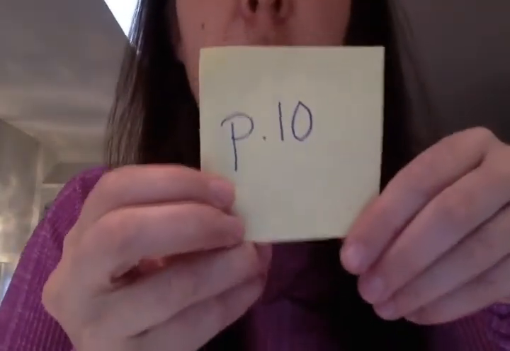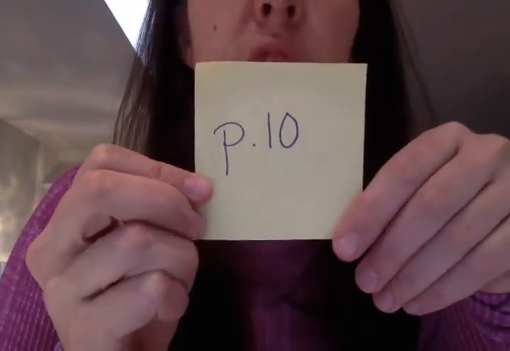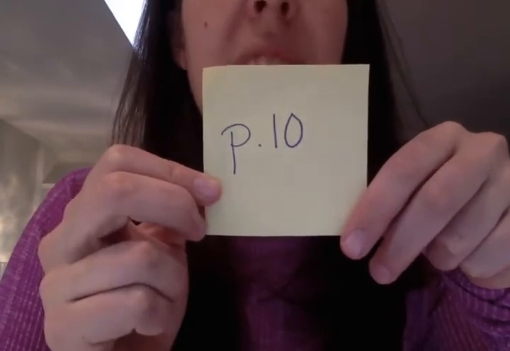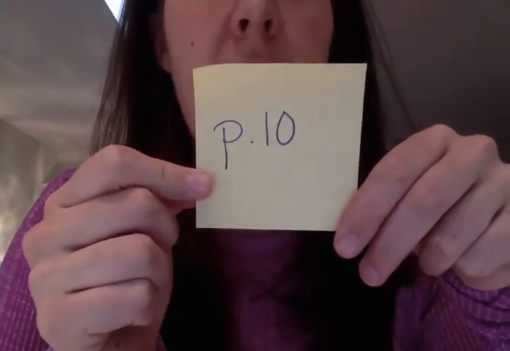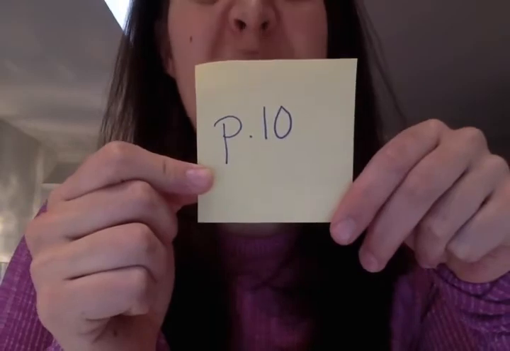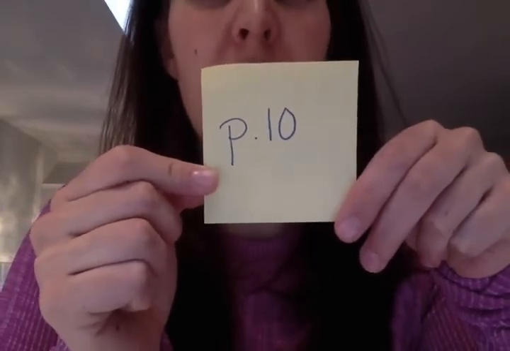The next thing I'm going to do is page 10. That technically should be numbers 16 through 25. That's what they would be called on your fractions tracker. However, I made a mistake in the numbering in the packet, so we're just going to call it page 10.